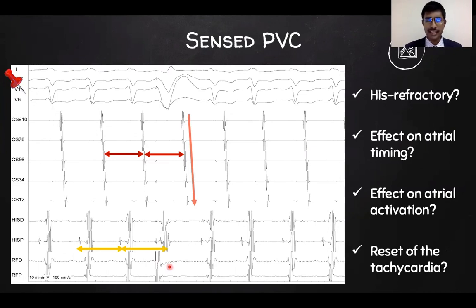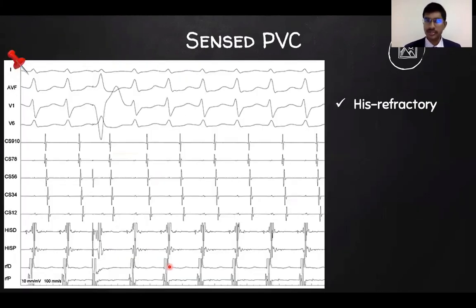Did it reset the tachycardia? The way you measure the reset is again very important. You measure 2 intervals prior and 2 intervals encompassing the ventricular stimuli. And in this case, it did not affect the tachycardia. So in this particular trace, you do not derive much conclusions.